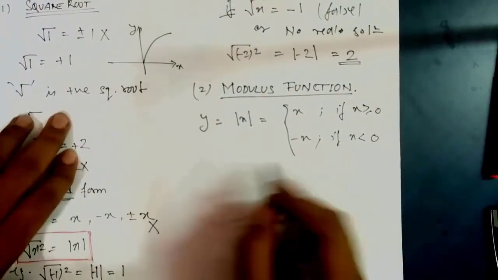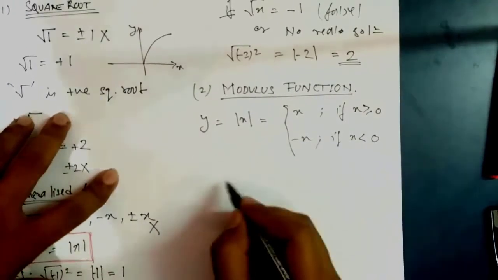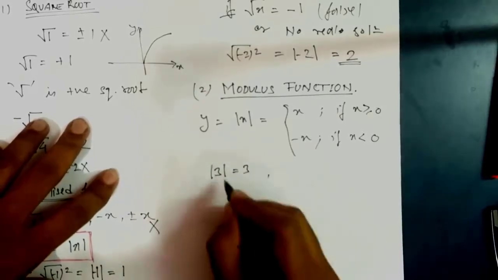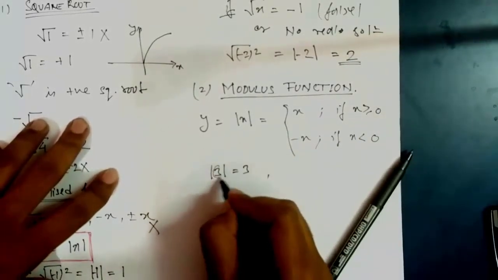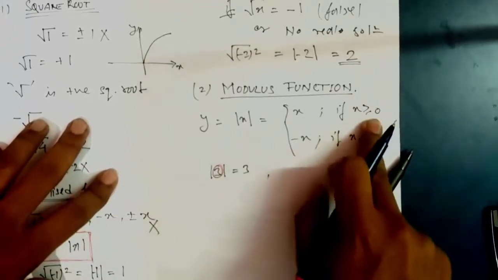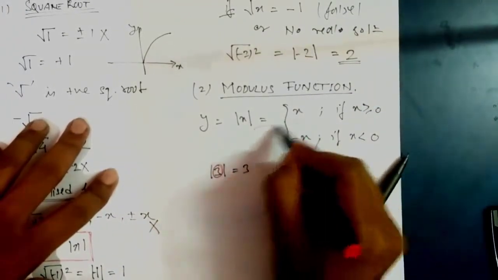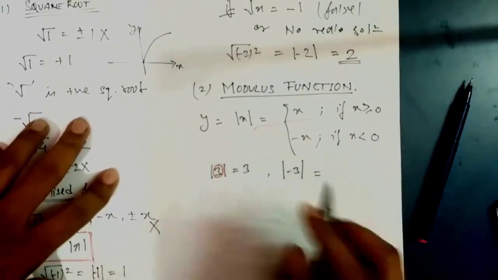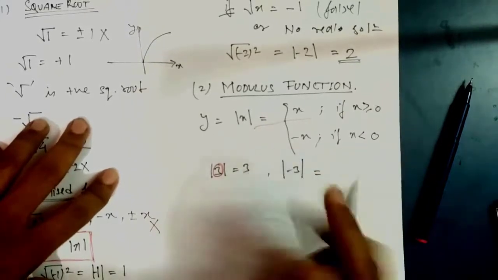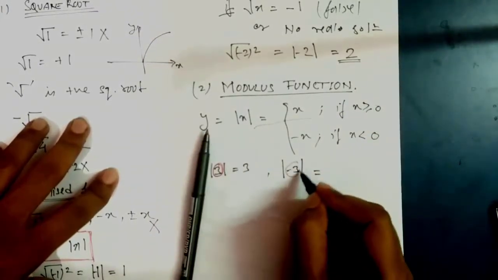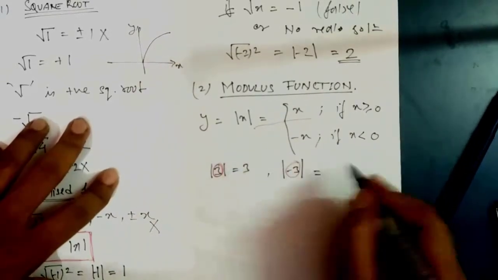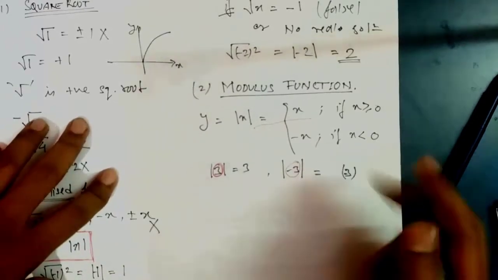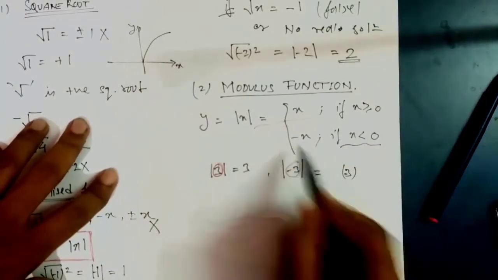So let's begin. Mod of 3 is equal to 3, because x, this term, which I'll put in red, is greater than 0. So it will give the same value, 3. But what if it is mod of minus 3? Since x is negative, it will put a negative sign on the negative value, which will make it positive. Since minus 3 is already less than 0, we put a negative sign, which makes it positive.